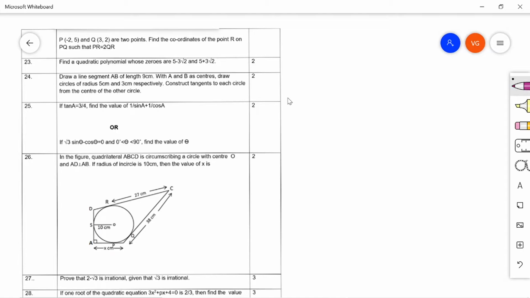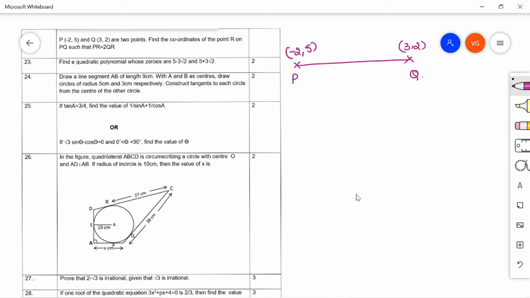Question number 22, you have an internal choice given. The question given here is P(-2, 5) and Q(3, 2) are 2 points. Find the coordinates of the point R on PQ such that PR is equal to 2 times QR. So for your better understanding purpose, draw a small picture P, Q. So you're given with P is (-2, 5) and Q is (3, 2).